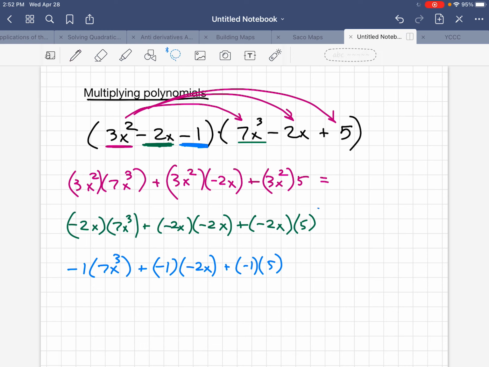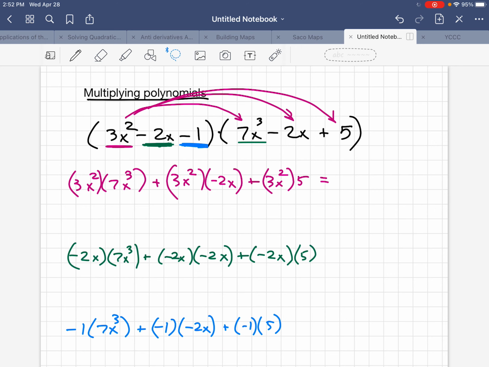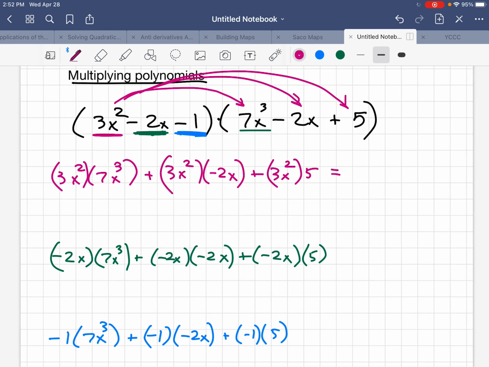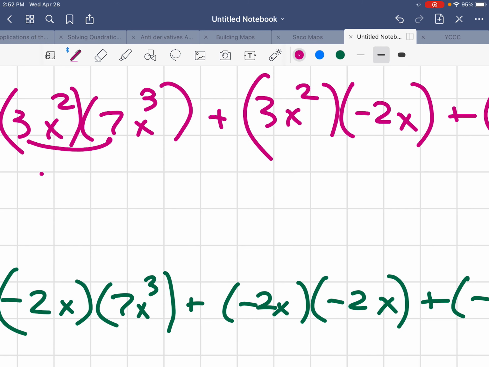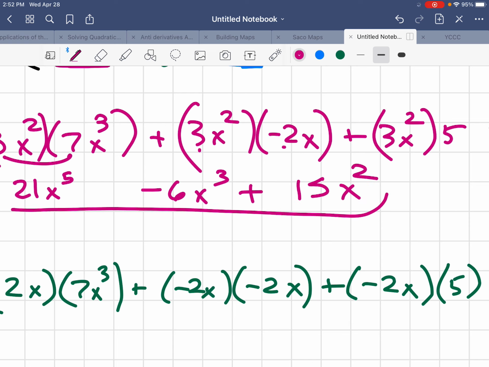I'm going to just give myself a little more space here. And then here, I'll do my multiplications here. So I'm going to zoom in a little bit. This is 21x to the 5th. This is negative 6x cubed. And then this is plus 15x squared. So those are 3 terms in my, at least part of my answer.